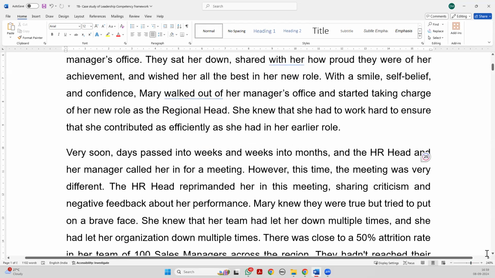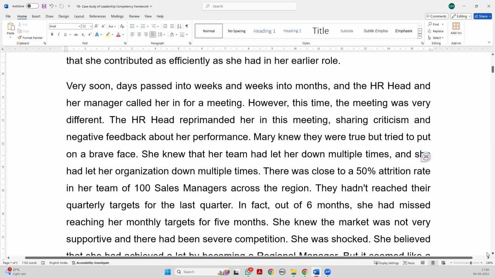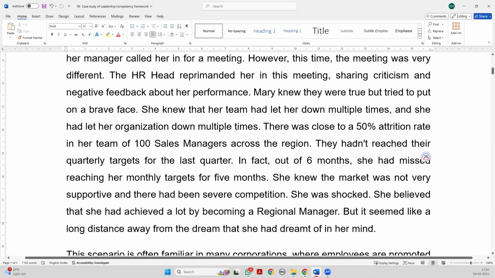She knew that she had to work hard to ensure that she contributes as efficiently as she had in her earlier role. Very soon, days passed into weeks and weeks into months. The HR head and her manager called her in for a meeting. However, this time the meeting was very different. The HR head reprimanded her in this meeting, sharing criticism and negative feedback about her performance. Mary knew they were true, but tried to put on a brave face. She knew that her team had let her down multiple times, and she had let her organization down multiple times.